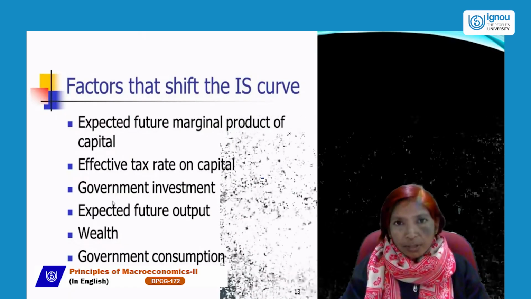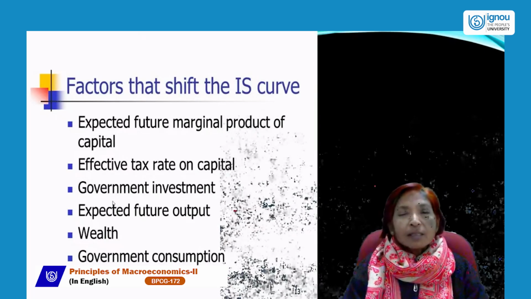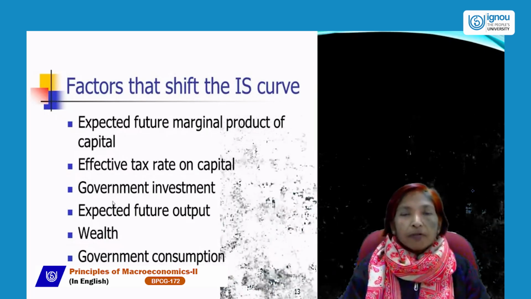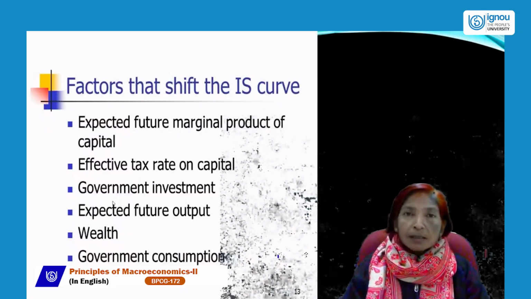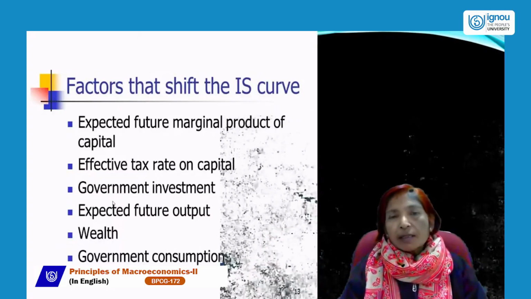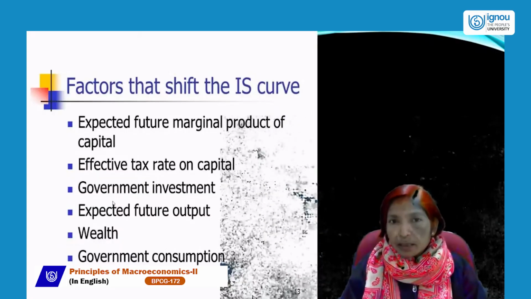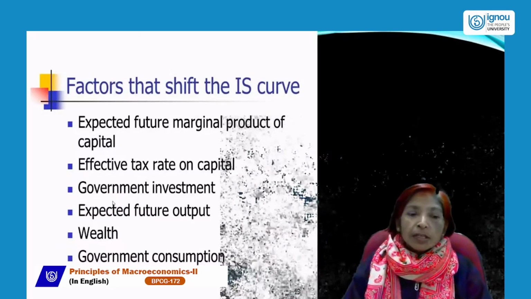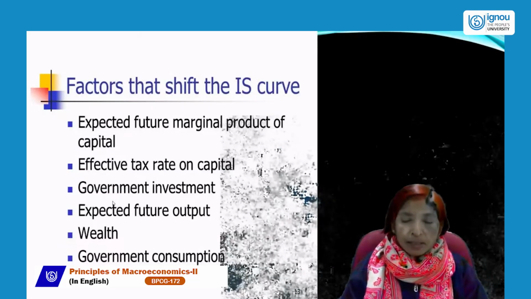Expected future output: if we expect that output will rise in future, then IS will shift rightward, and vice versa. If there is more wealth, and the wealth of the country increases, then IS will shift to the right-hand side. Government consumption expenditure: if it increases, then IS will shift to the right-hand side, and if consumption expenditure falls, then IS will shift to the left-hand side.